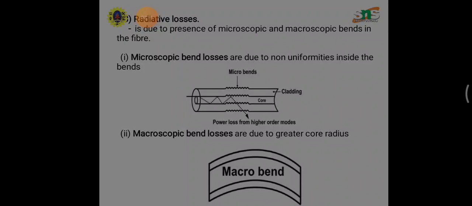And then the macroscopic bends, where the radius of the core is large compared to the fiber diameter. It may cause large curvature at the position where the fiber cable turns at a corner. At these corners, the light will not satisfy the conditions for total internal reflection, and hence escapes out from the fiber. So this is called macroscopic or macro bending losses. Also note that the losses are negligible in small bends.